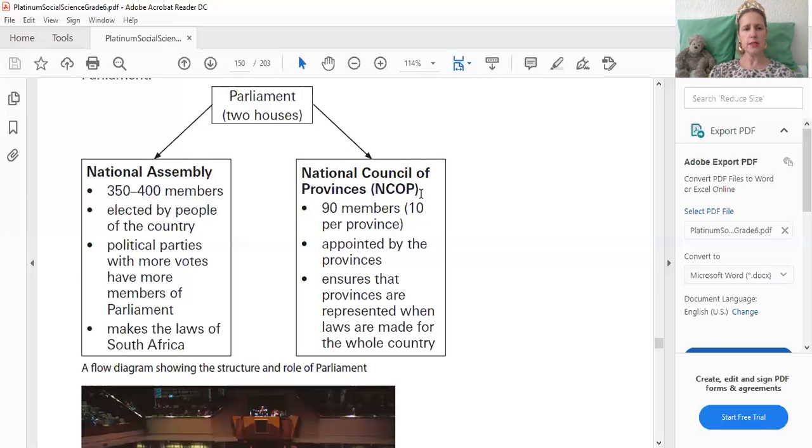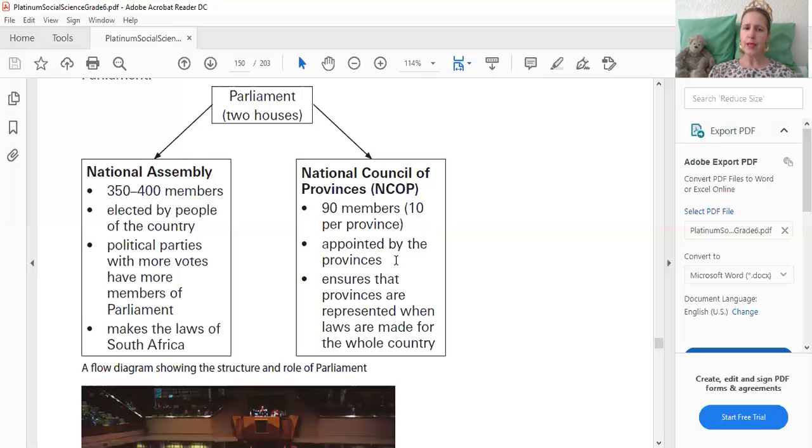Okay, so what are the 2 houses of Parliament? National Assembly and NCOP. Okay, who makes up the NCOP? 90 members, which is 10 members per province. Do you know your maths? We have 9 provinces in South Africa. 10 members per province. 10 times 9 is 90. Okay, Mr. Monster has taught you well. 90 members, 10 per province.